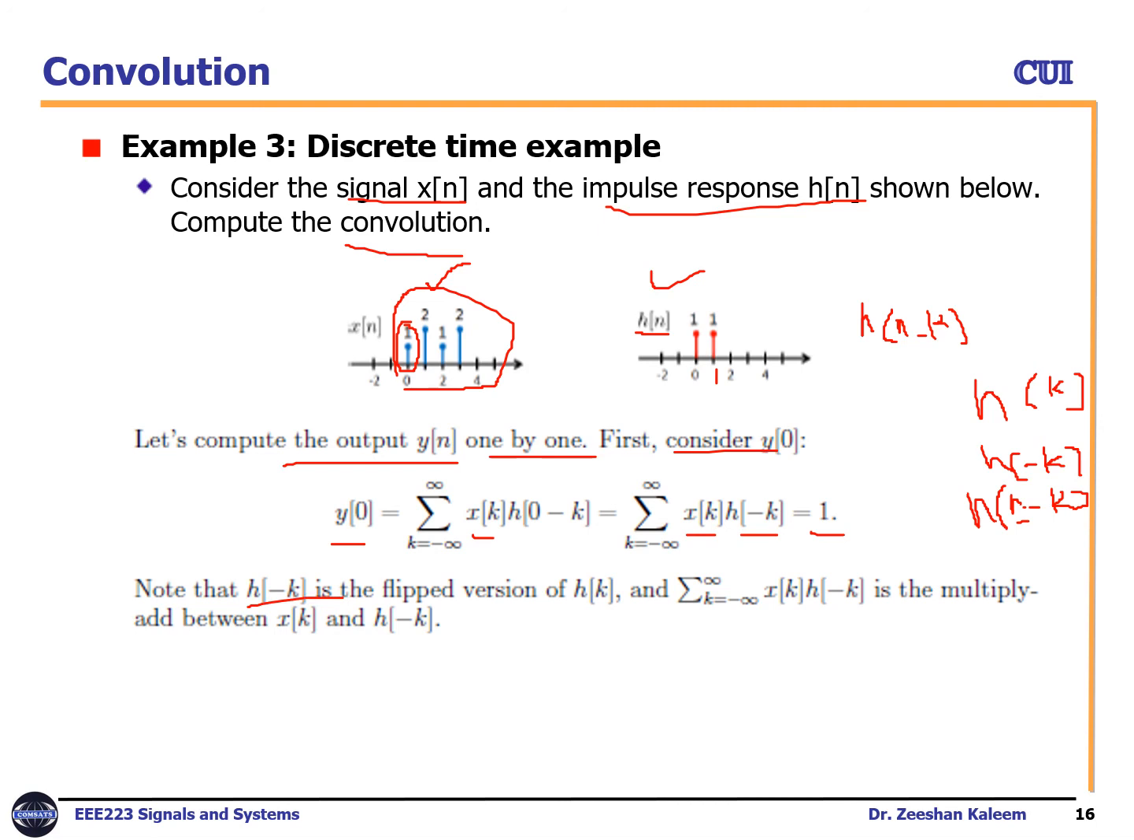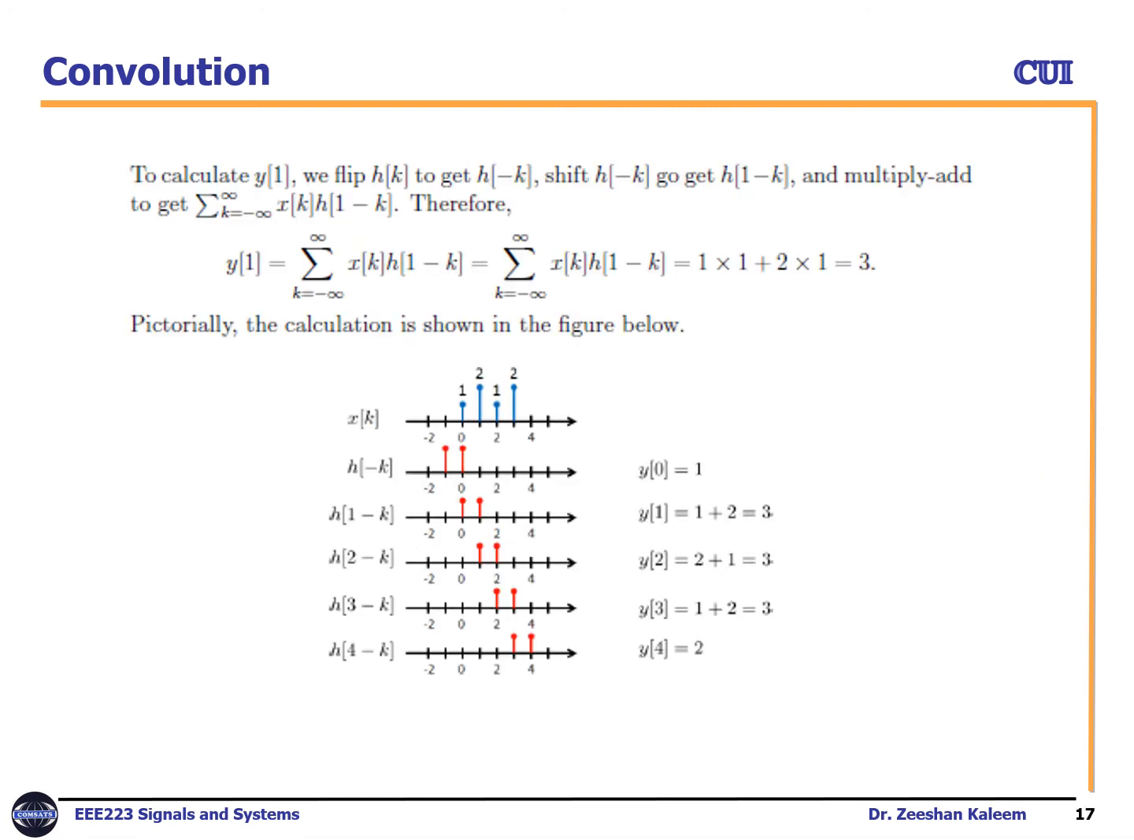Note that h of minus k is the flipped version of h[k], and x[k] h[minus k] is the multiply and add between x[k] and h[k], so we get 1 here. Now for other values, we can do a similar procedure. To calculate y1, we flip h[k] and get h of minus k, shift it to get h of 1 minus k, multiply, add, and get this one. Look at this example; we can easily verify it pictorially.